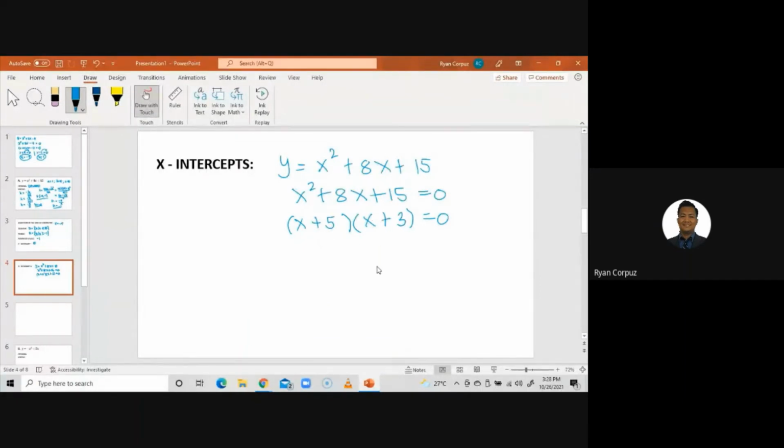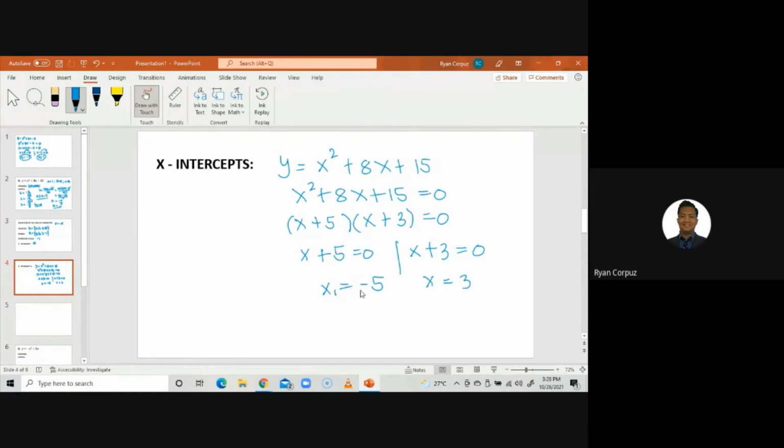So kung ano yung sign niya, may carry out niya yun dun sa factors niya. Then from there, let's make use of the zero product property. So magiging x plus 5 equal to 0, and the other one is x plus 3 equal to 0. So what will be now the values of the variable? Who can give me the first value? Raise your hand. Yes, Kit. X is equal to negative 5. How about the other one, Jonalyn? X is equal to negative 3.